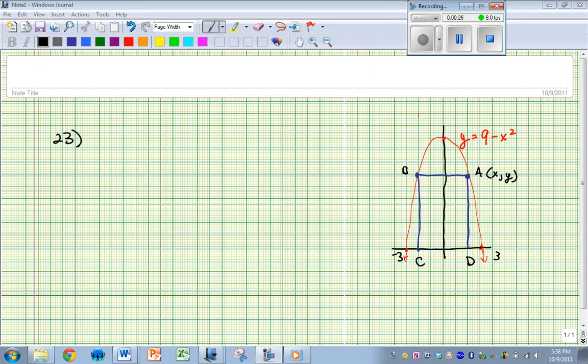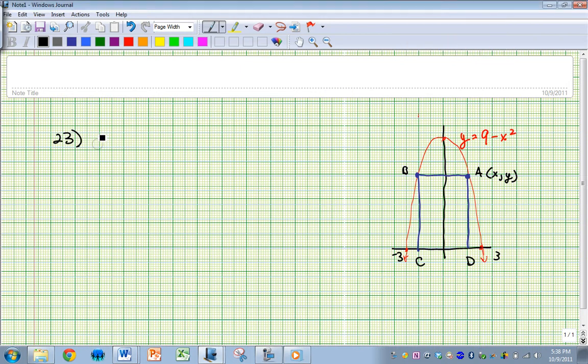What we're asked to do for part A is express the perimeter of the rectangle as a function of the x-coordinate. So since it's perimeter, I'm going to say P of x. So it's a perimeter as a function of the x-coordinate. Now we have to ask ourselves, what do we know? I'm looking at perimeter here.